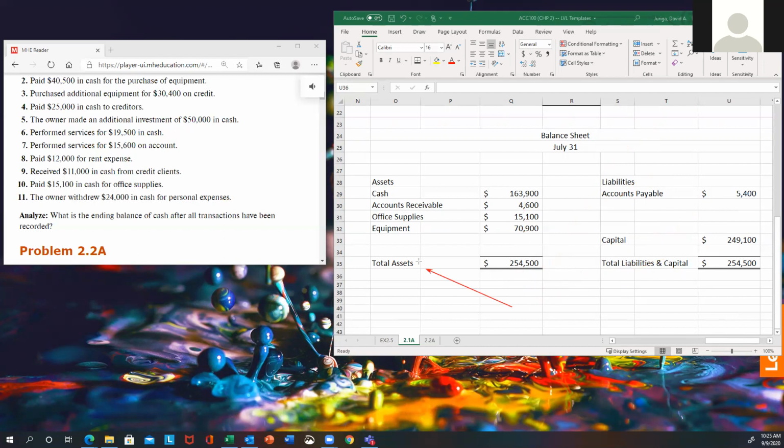We've got a balance sheet that's listing our assets, our liabilities, and of course, this is your updated capital number, and this is for July 31st. Okay, so that's how you do it.